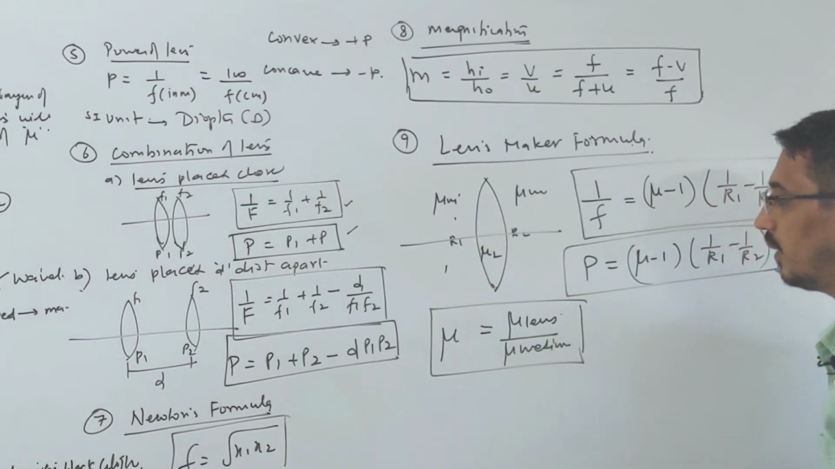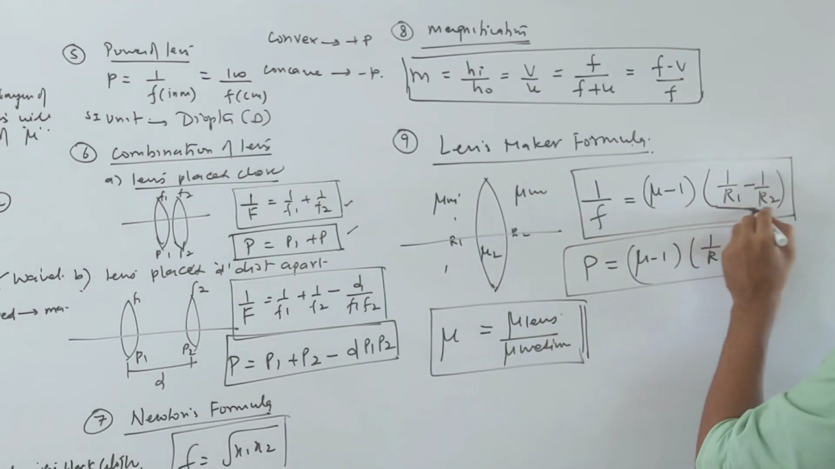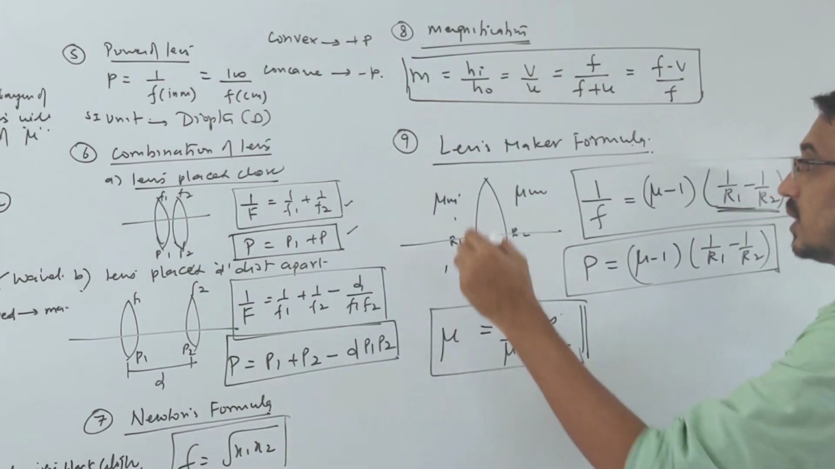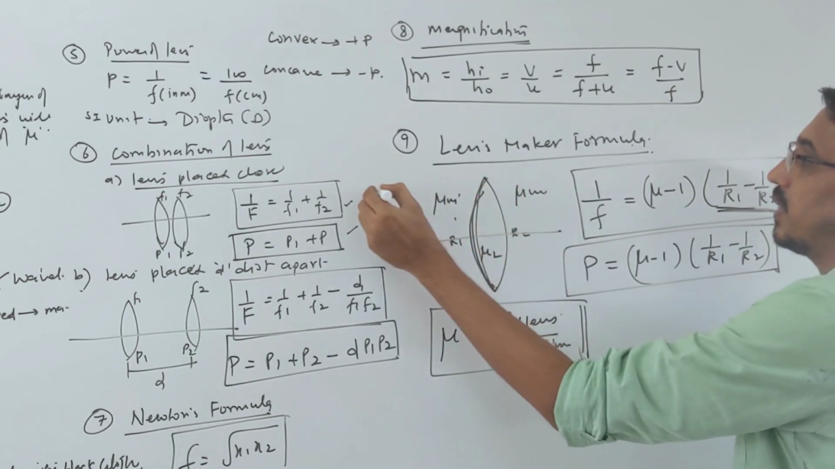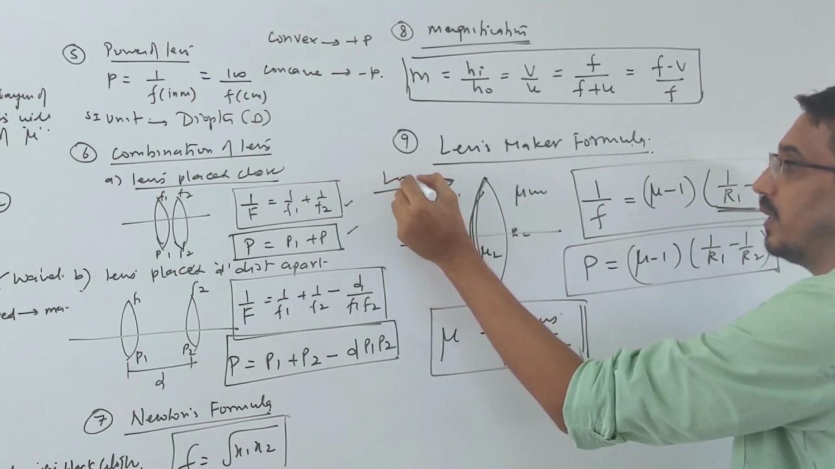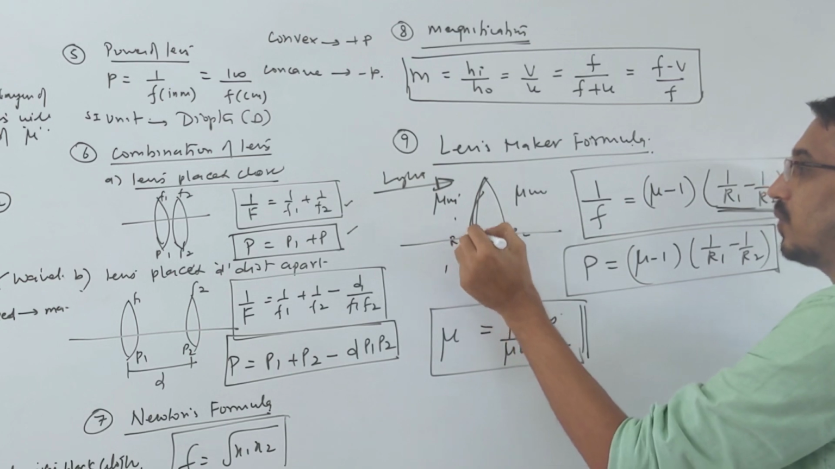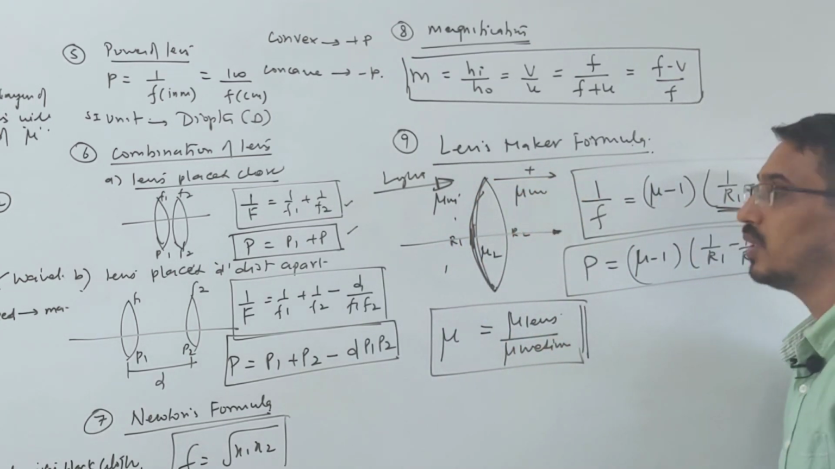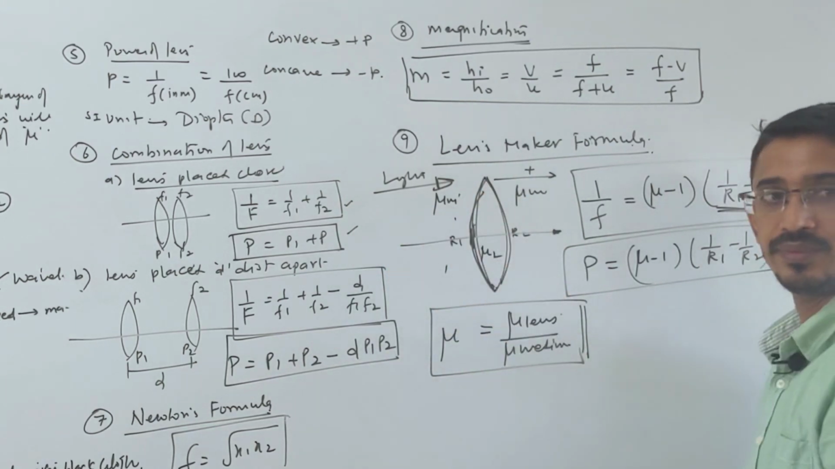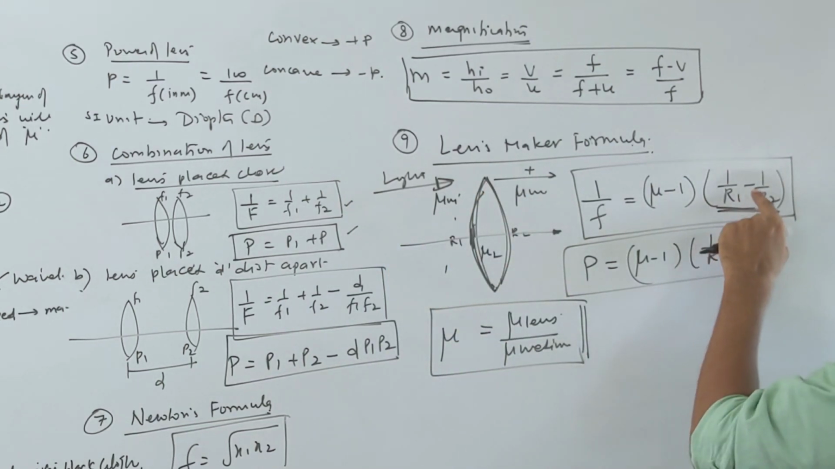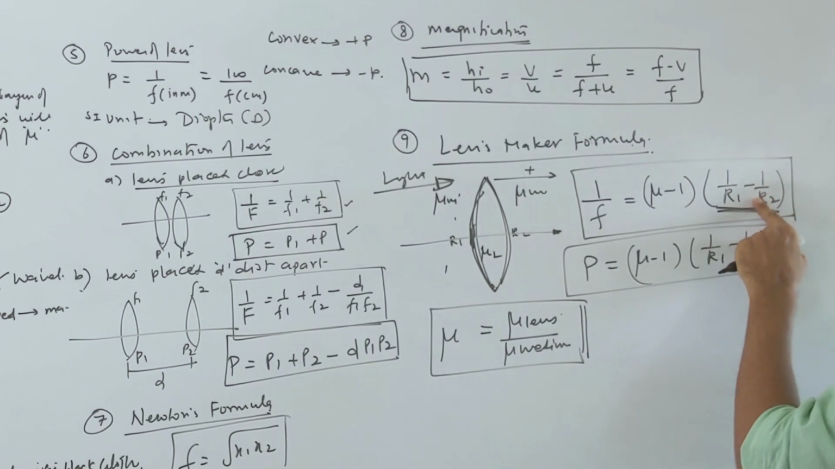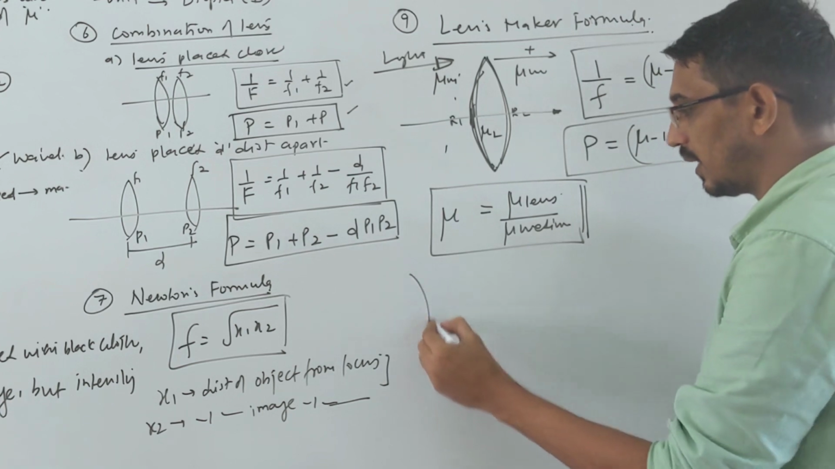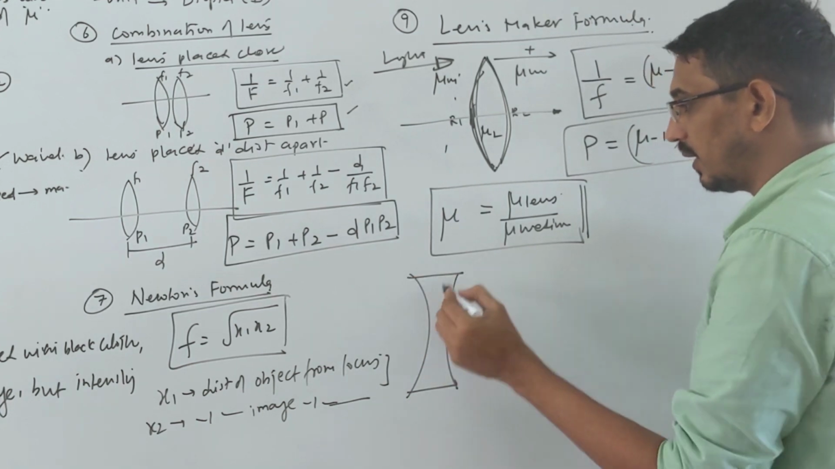Then when you write this formula, always write the sign convention for r1, r2. Suppose this is your first surface, and light is coming in this direction, this is the direction of light. Then the center of curvature of the first surface will be somewhere here, so r1 will be positive. But in this case r2 will be negative. So you have to put signs like this: r1 positive, r2 negative, if this lens is there.